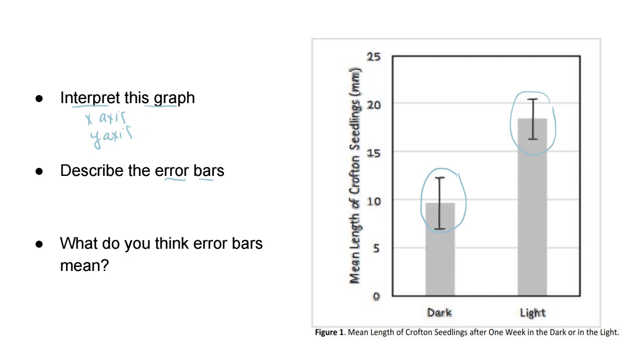Let's take a look at the graph. It says figure 1 is looking at the mean length of seedlings after 1 week in the dark or in the light. So we are looking at seedlings. If you can think about seedlings in your head, they're tiny and there are tons of them if we are looking at a population. So this graph is showing us the mean length of those seedlings in the different populations.